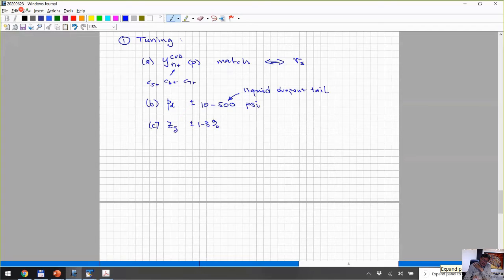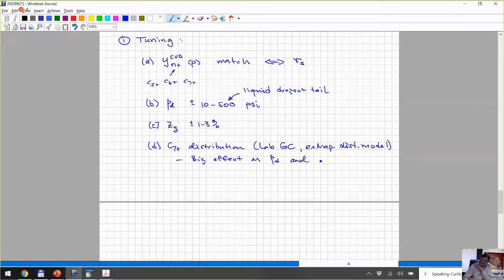And the C7 plus distribution, be it lab GC or extrapolated with some kind of a distribution model, has a big effect on saturation pressure, dew point, and potentially liquid dropout, you know, small values of the liquid dropout relative oil volume. But also it has a big impact on the incipient oil properties.